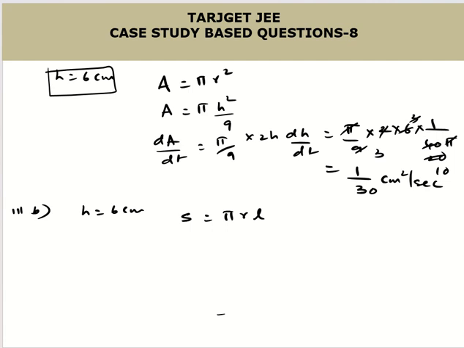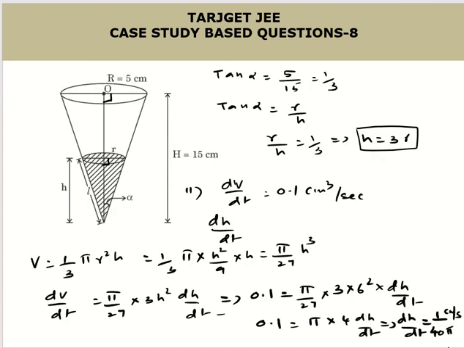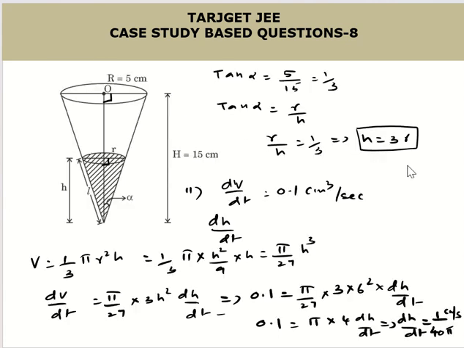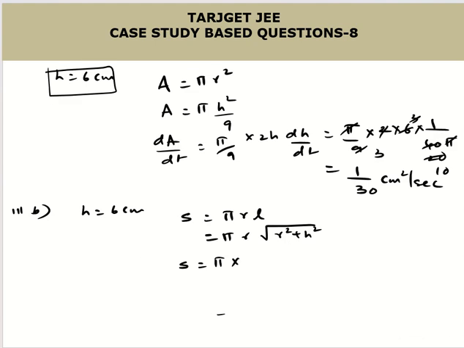So let us replace this l as root of r square plus h square, and we know only dh by dt. We know dh by dt, and we are interested in dS by dt. So let us replace r in terms of h. The relation between r and h is r is equal to h by 3. So replace r as h by 3, and this is going to be h square by 9 plus h square.